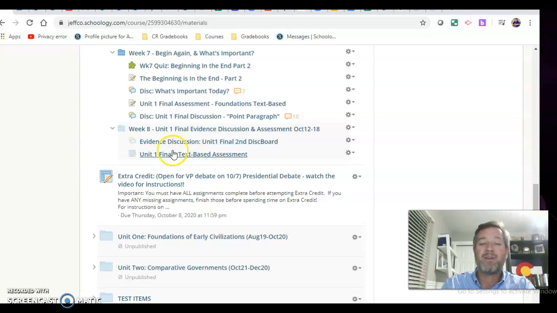So that's really all you need to do this week, is complete what you started last week in your Unit 1 final. Again, I suggest a 5-paragraph essay. First paragraph is your point paragraph, which you've already done. Your 3 evidence paragraphs are the 3 paragraphs in the middle, and then a concluding or analysis paragraph at the end. And so that's it for week 8.